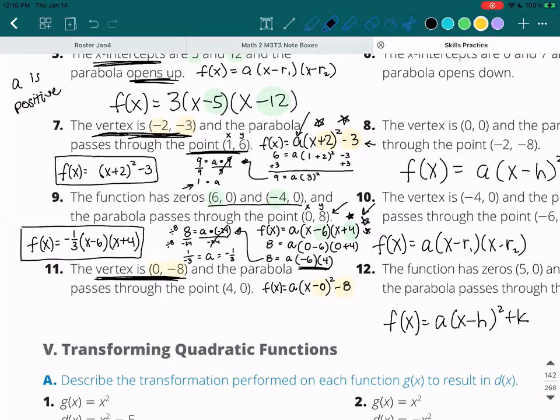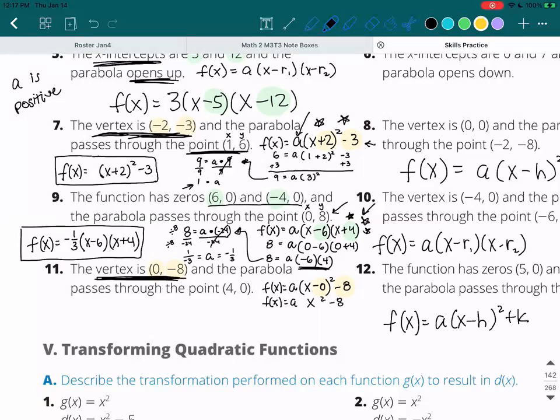We can actually simplify this a little bit. f of x is equal to a parentheses. x minus 0 is just x. So I'm going to write x squared minus 8. In fact, you don't even need the parentheses around x because x is the only thing in the parentheses. So I'm actually going to rewrite that as a x squared minus 8. Okay, so here we are after we plugged in our vertex.